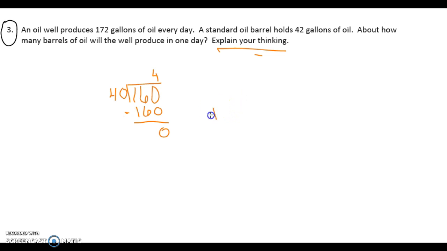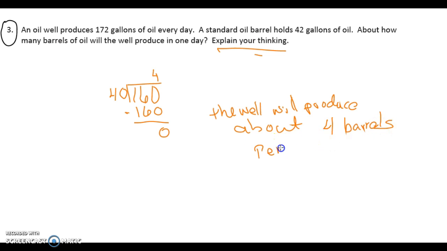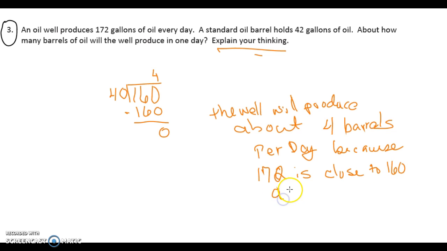So we can say the well will produce about 4 barrels per day, because 172 is close to 160, and 42 is easily rounded to 40. There you go.